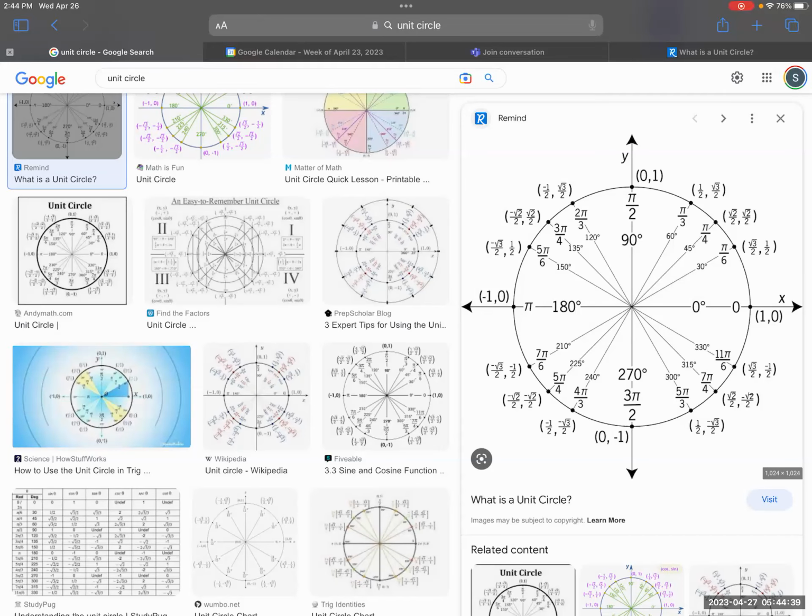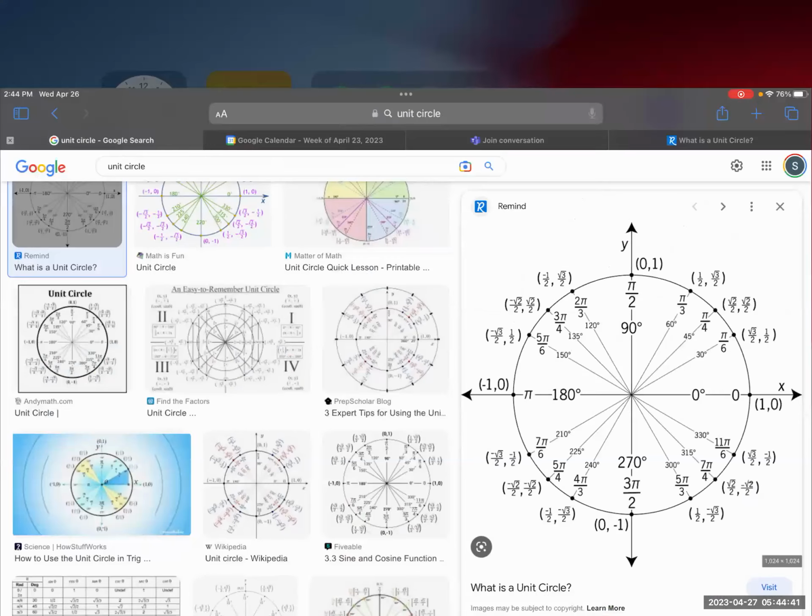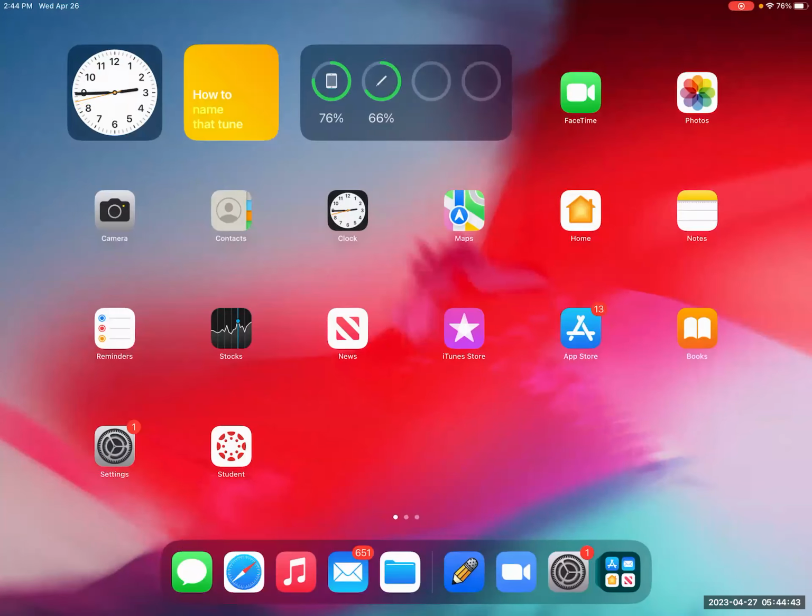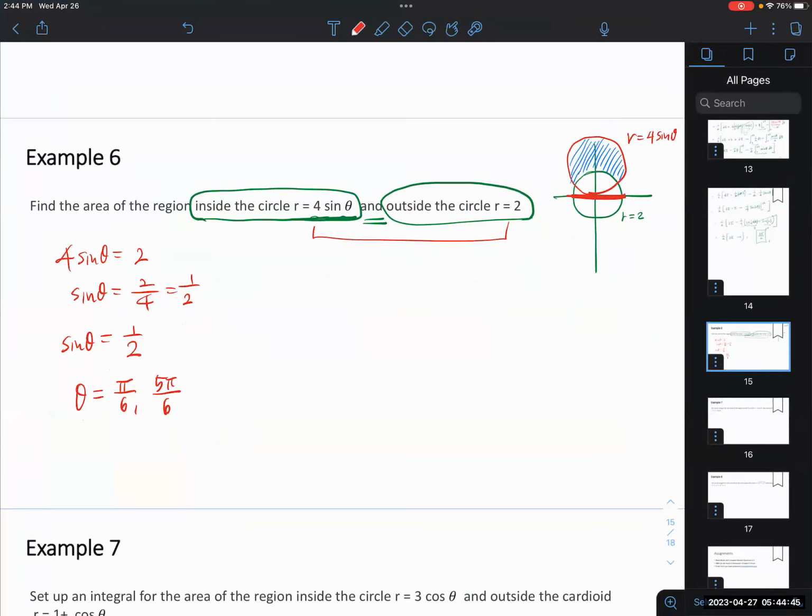So you can use a unit circle to find theta. For those who forgot how to find theta, this is theta. Sine 30 degrees is 1 over 2, and sine 150 degrees is 1 over 2. In radians, we have pi over 6 and 5 pi over 6. So that's your intersected area angle.